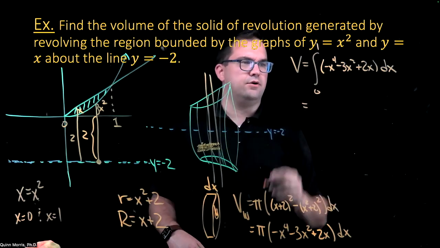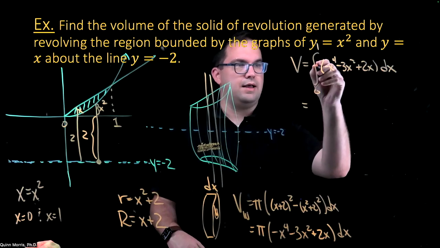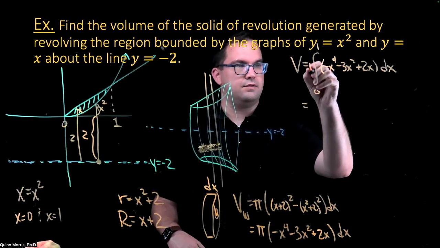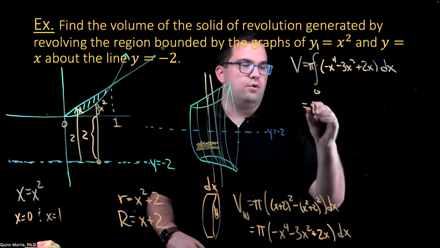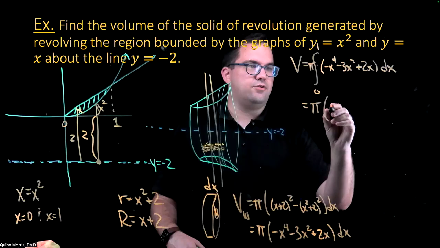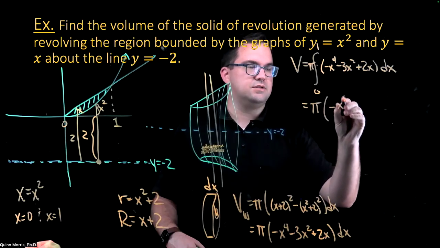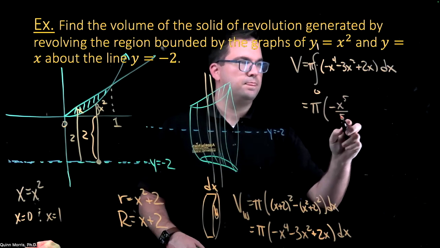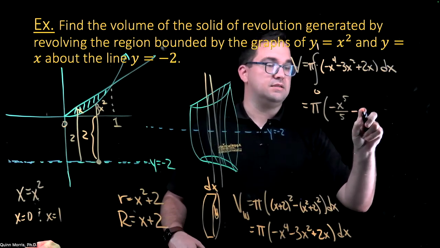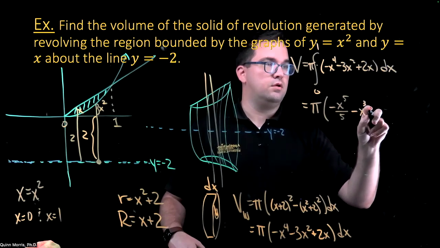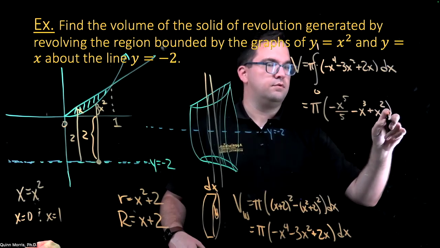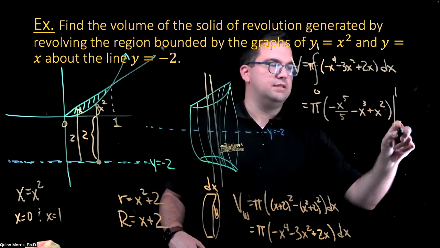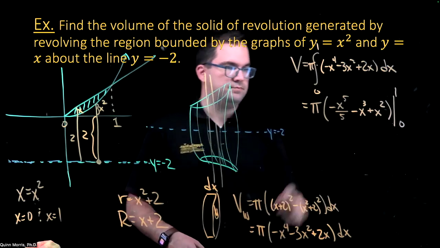And so what do I get here? Oops, I forgot a pi. Let's see, since I forgot it, I'll go ahead and stick it there outside the integral. So I will get pi times, okay, take the antiderivative. This will be a minus x to the fifth over 5 minus x cubed plus x squared, evaluated at 1 and 0, and take a difference.